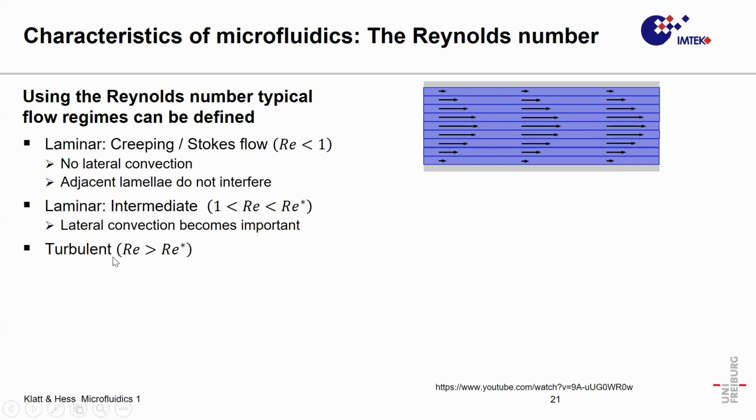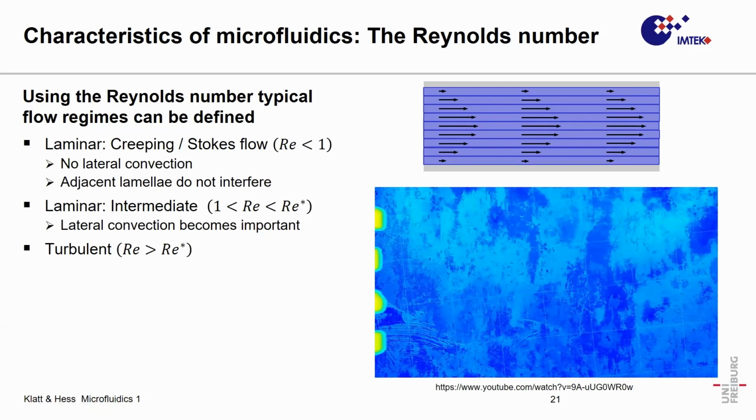And if your Reynolds number is higher than the critical Reynolds number, your flow becomes turbulent. Then it does not look like this anymore. We will see how turbulent flow looks like in a second. So these three regimes are illustrated in this video, which I'm going to play now.